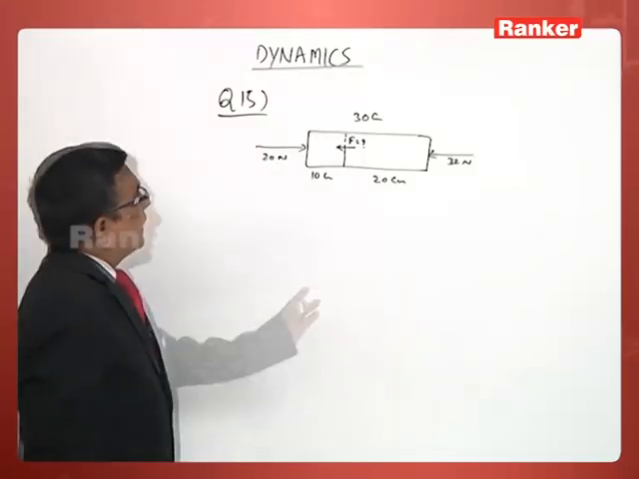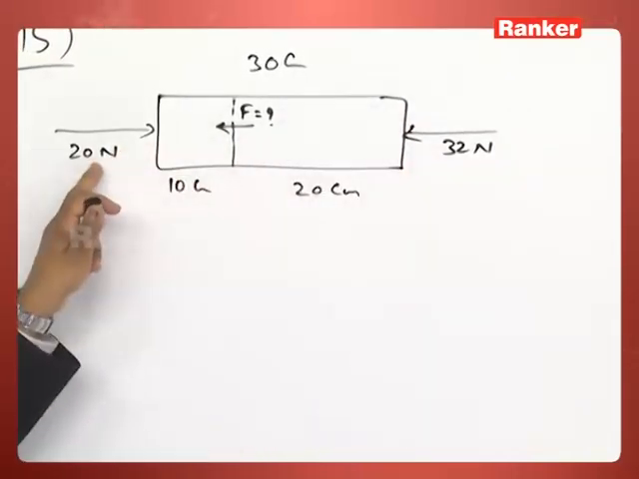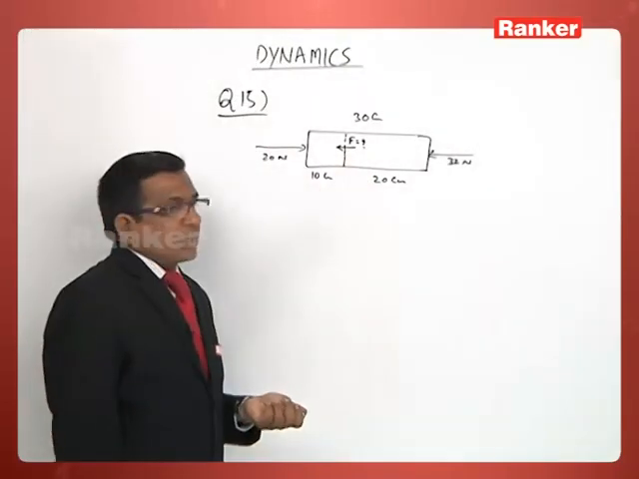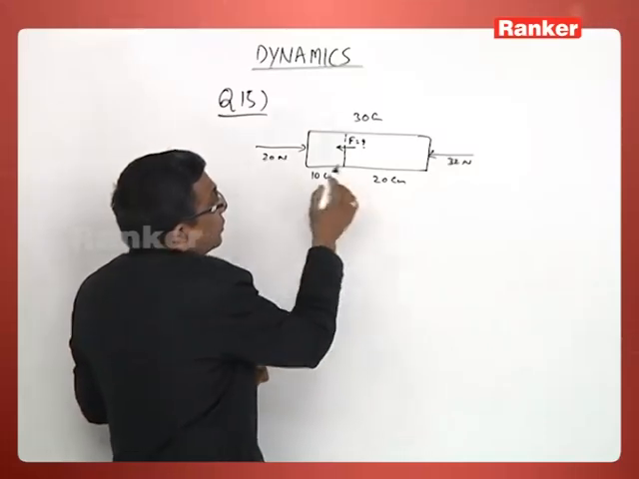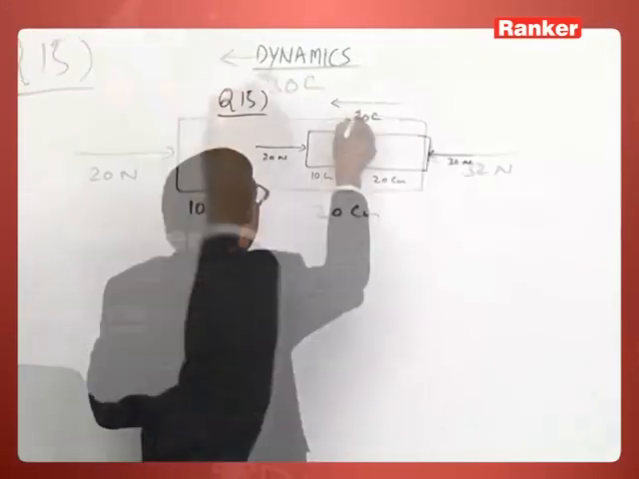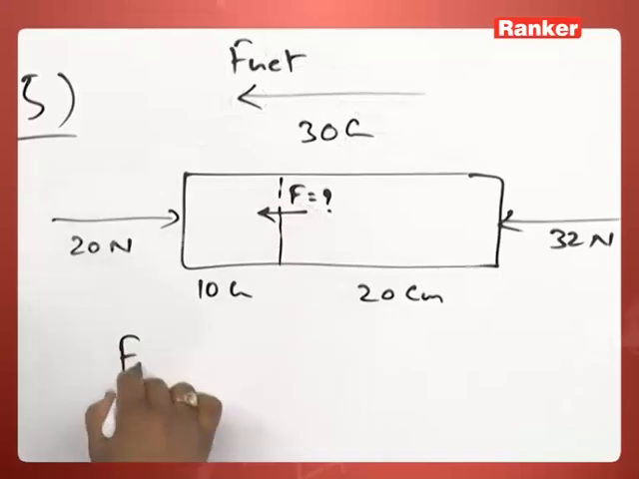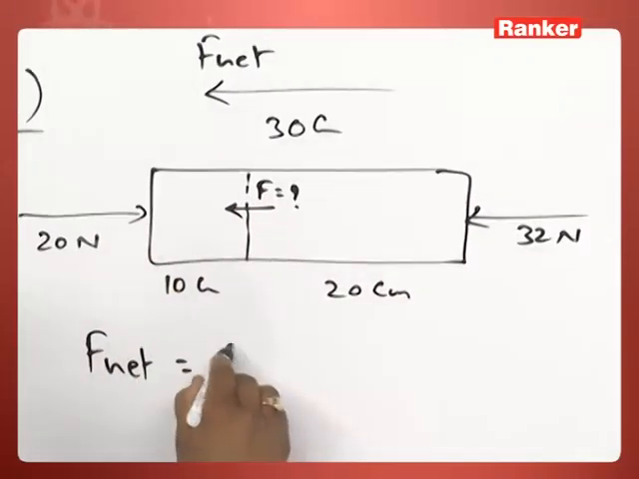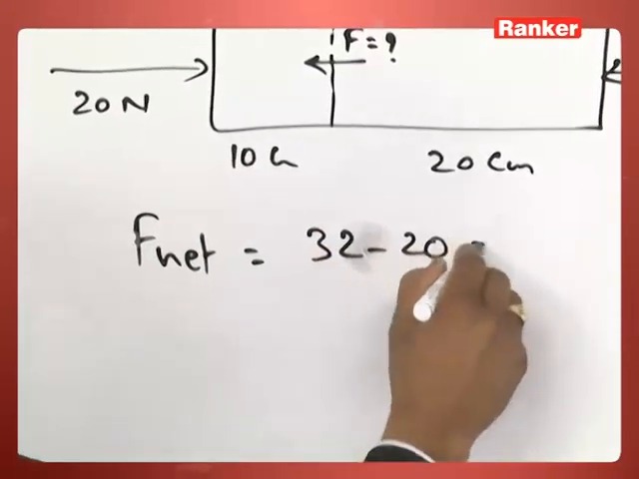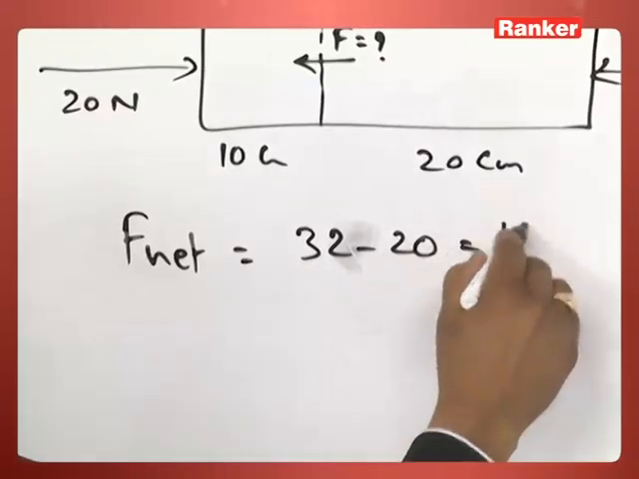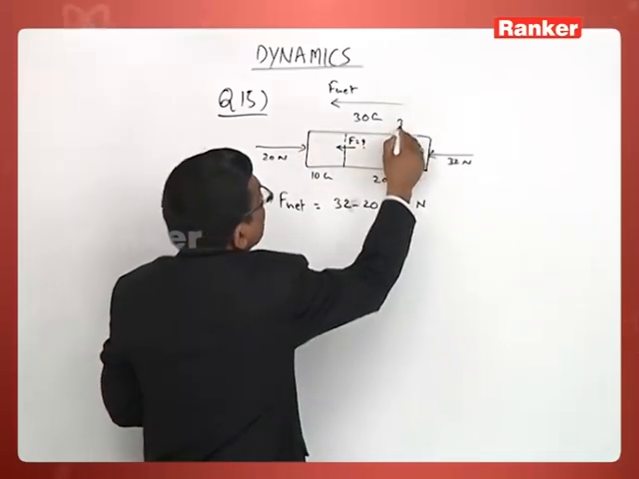To solve this problem, see here on this rod there are two forces acting, on one side 32 and on the other side 20 Newton, both acting in opposite directions. This force is of greater magnitude, and this force is of smaller magnitude. So overall the body will move in the direction of the greater force, and we find the net force. As both are acting in opposite directions, the net force will be 32 minus 20, which is 12 Newtons. And this 12 Newton force is acting on a body of mass 3 kilogram.